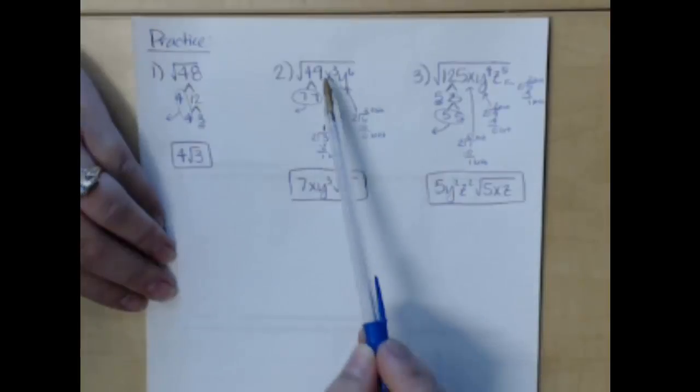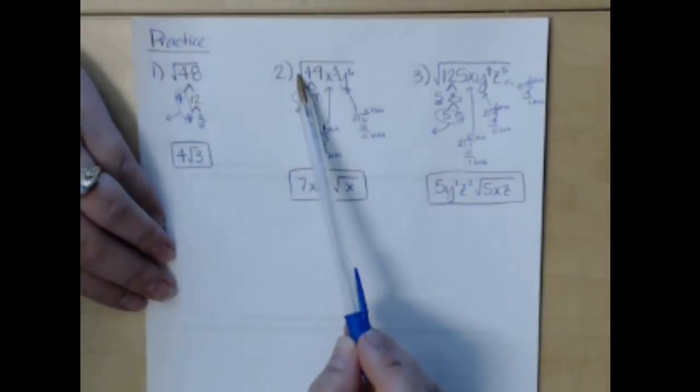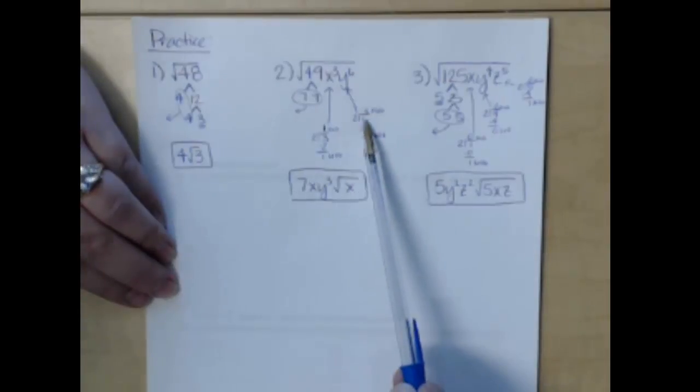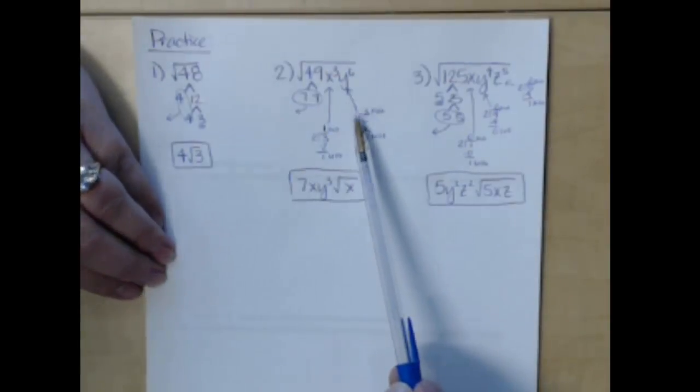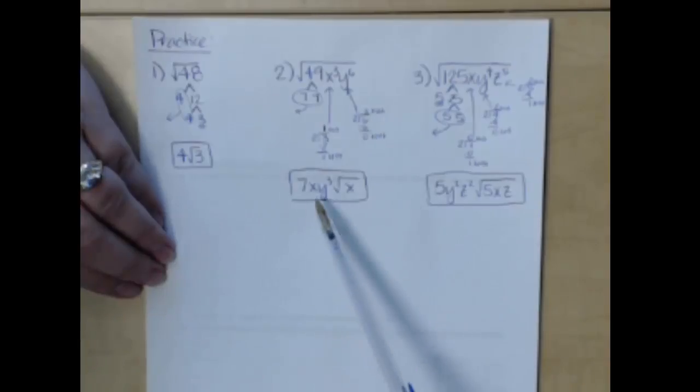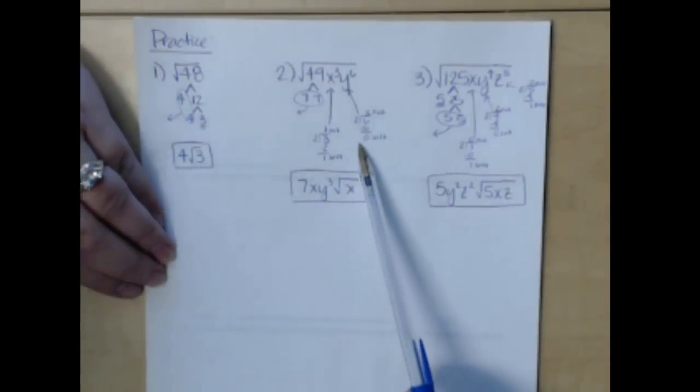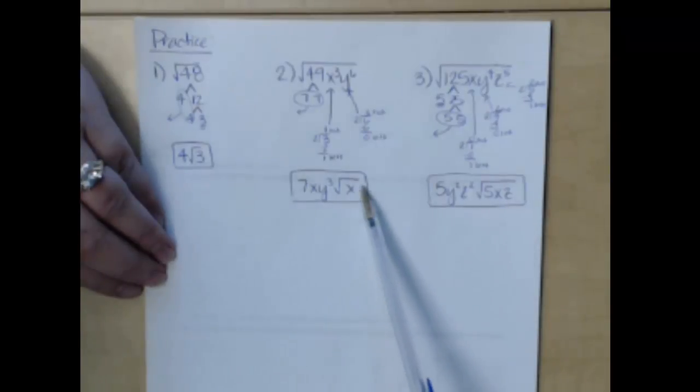Then I do my y's. How many times does my index here, my square root 2, go into my exponent 6? Well, 2 goes into 6 3 times. So that means I can take out 3 y's. So that gives me a y cubed out here. And it goes in evenly, so I have no leftovers. So if I have no leftovers, there's no y's left underneath.